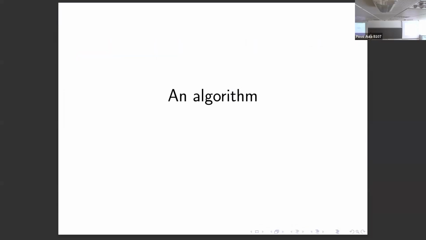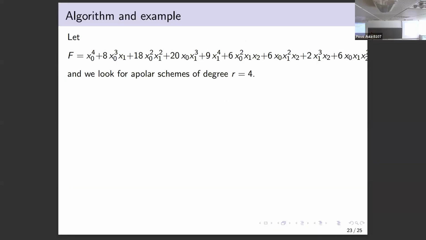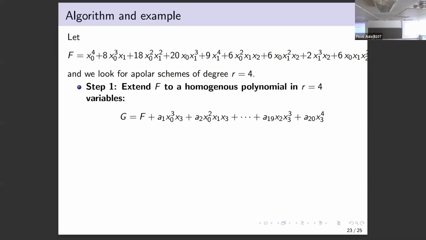And okay, in the last minutes, I'll show how we use all this in an example. I'll have to put a lot of things under the rug, but feel free to ask in the questions. We have some polynomial which is a bit large. We can find some polar schemes of degree 4. And what we do is we extend f to another polynomial that has 4 variables. And so f has 3 variables.